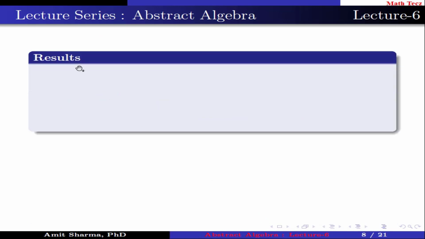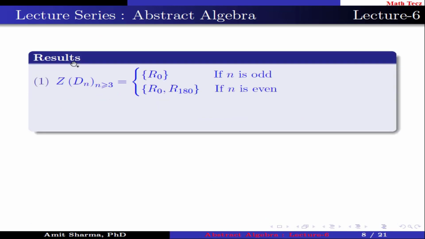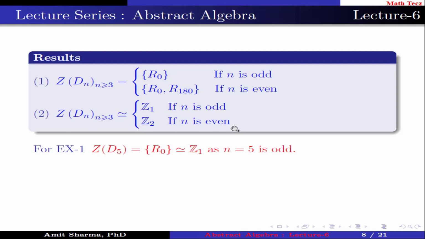Next are the results. Number 1, the center of Dn for n greater than or equal to 3 is equal to R0 if n is odd, and R0 and R180 if n is an even number. Number 2, the center of Dn for n greater than or equal to 3 is isomorphic to Z1 if n is odd, and isomorphic to Z2 if n is even.